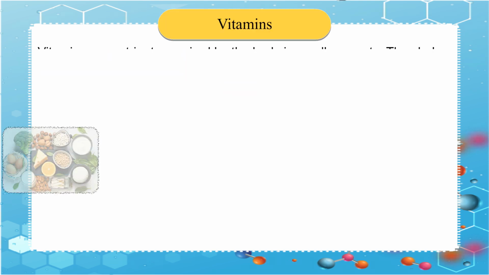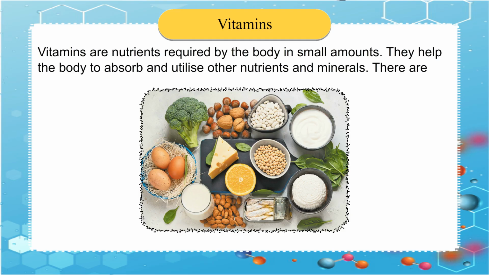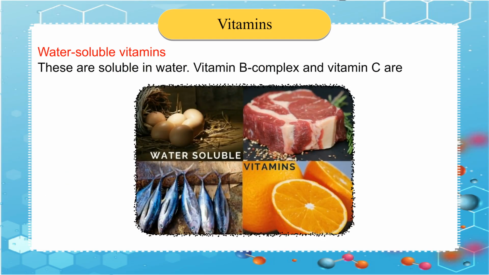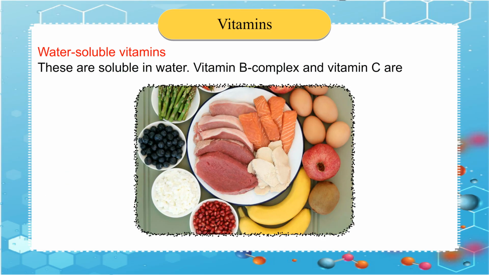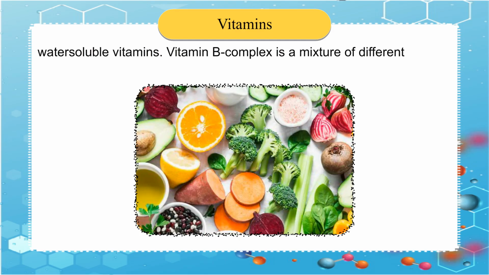Vitamins. Vitamins are nutrients required by the body in small amounts. They help the body to absorb and utilize other nutrients and minerals. There are two types of vitamins. Water-soluble vitamins. These are soluble in water. Vitamin B complex and vitamin C are water-soluble vitamins.